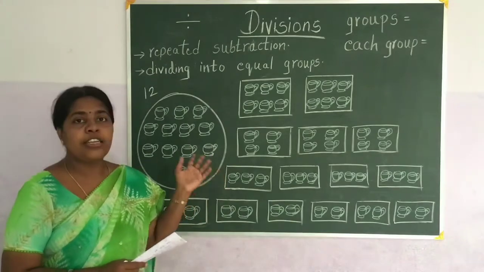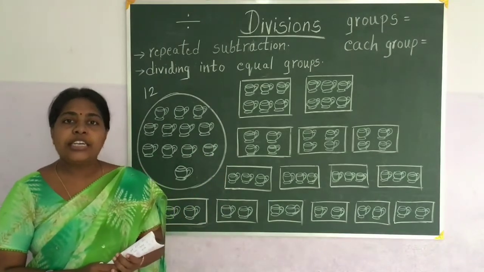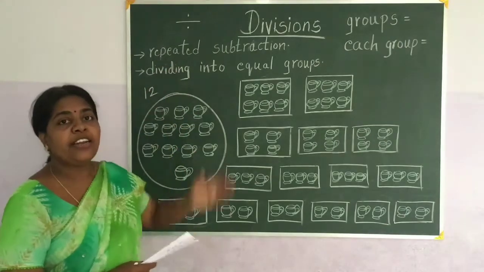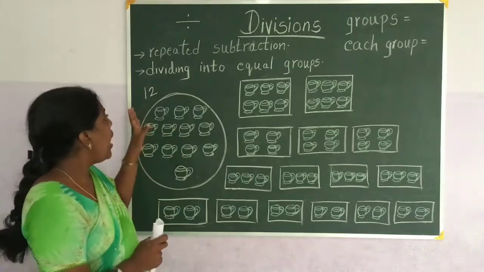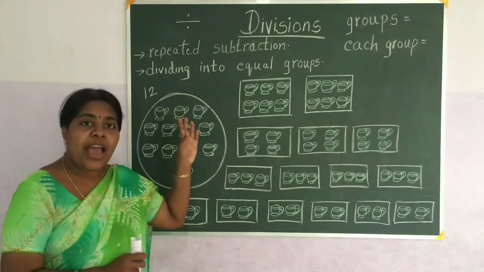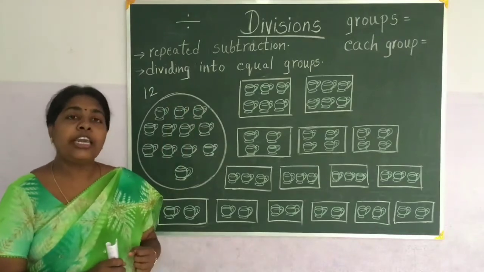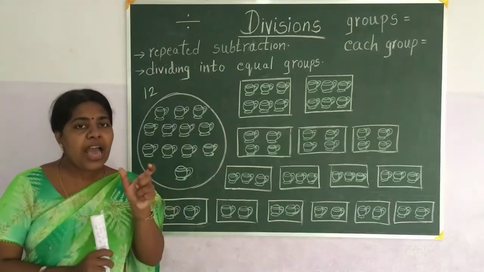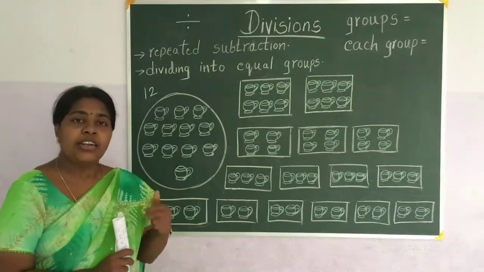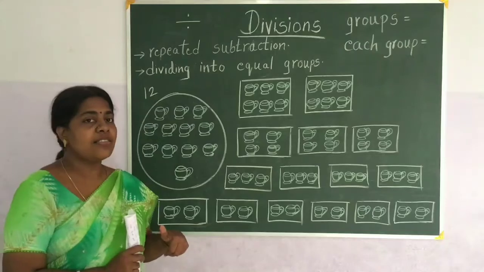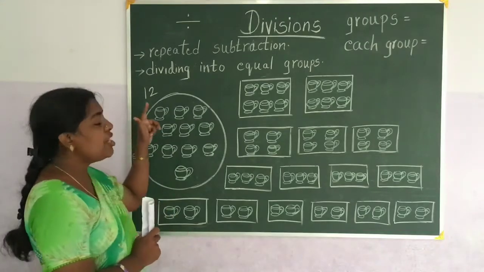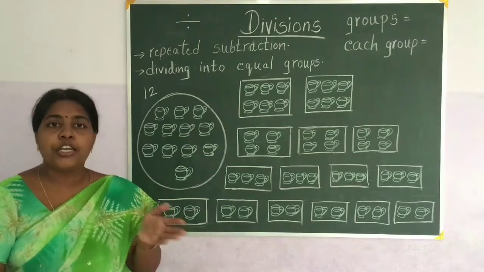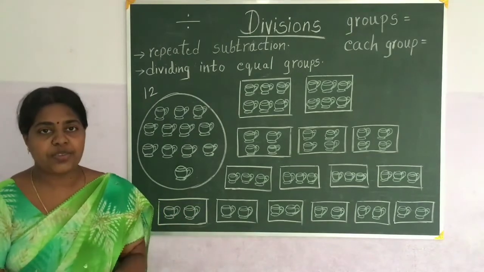In this class, let us learn about divisions. Division as repeated subtraction and division as dividing into equal groups. What is division? As the word division tells, division means dividing the given objects into equal groups.